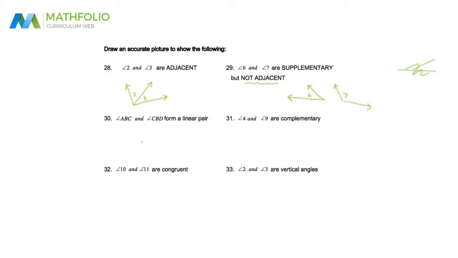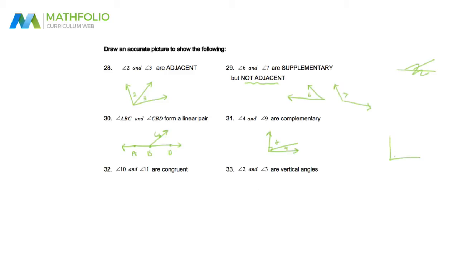Pretty important. Okay, angle ABC and CBD form a linear pair. So if it's a linear pair, it's going to look something like this. Now we've just got to think about, what do we call these points? Well, A, B, C could go there. That's this angle. And then we've got C to B to D is the other. So those form a linear pair. Okay, 4 and 9 are complementary. So complementary means that they sum to 90. So there's angle 4 and angle 9.